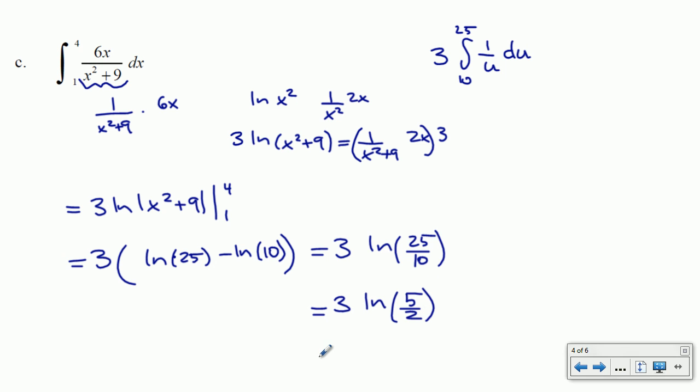And furthermore, we can use another log property and write this as an exponent, ln 5 over 2 cubed, which would finally be ln of 125 over 8. And that's our final answer.